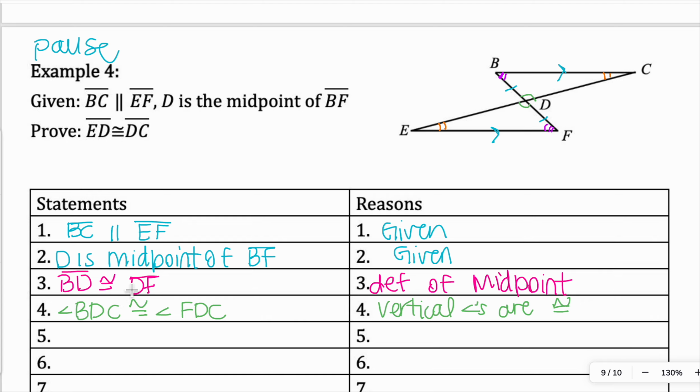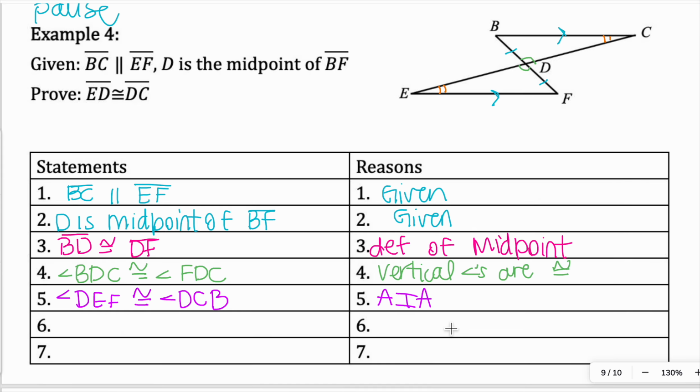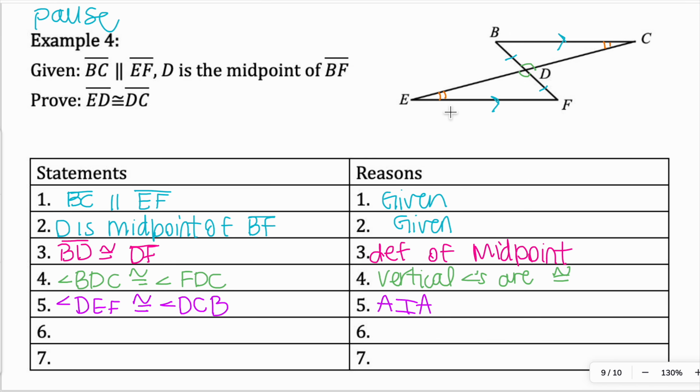But I'm going to stick with angle DEF is congruent to angle DCB using the alternate interior angles congruence theorem. Okay. Because I use that, now I am seeing angle, angle, side. But if you used these two angles, then you would do angle, side, angle. Still correct, just a different route that you could have taken.